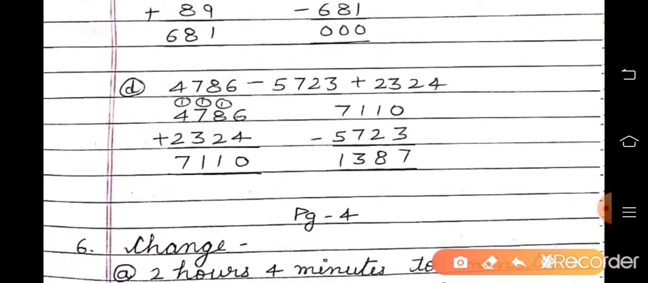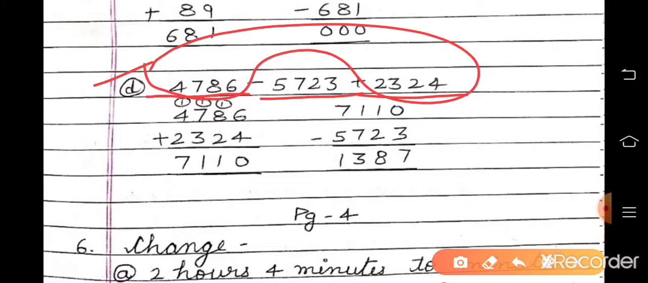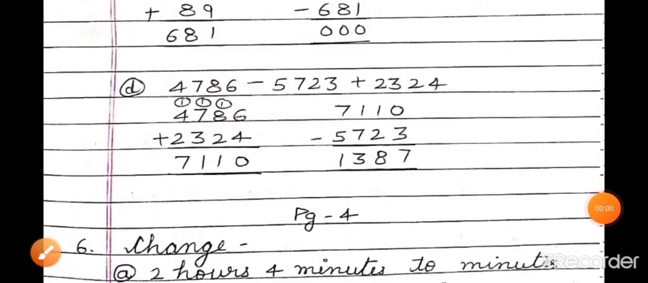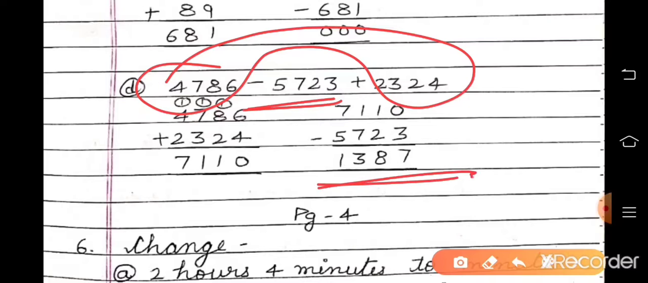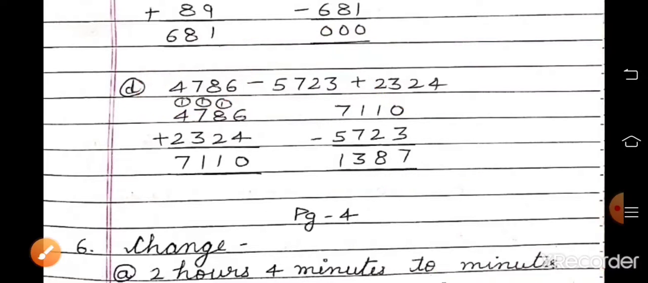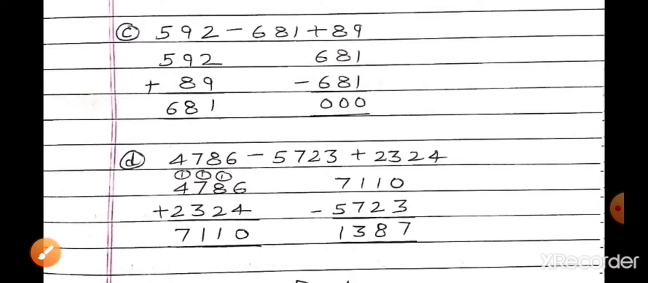Okay, now the D part, 4786, 5723 and 2000 plus 2324. So first add these numbers and then subtract it. Okay, so like this you have to do. Now carry on in your book.